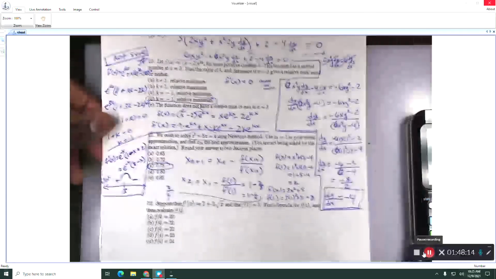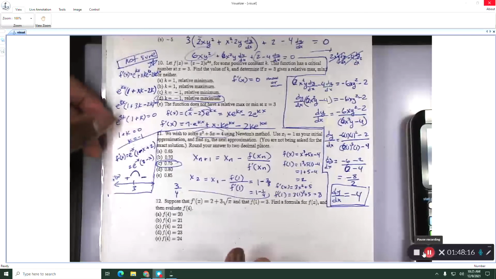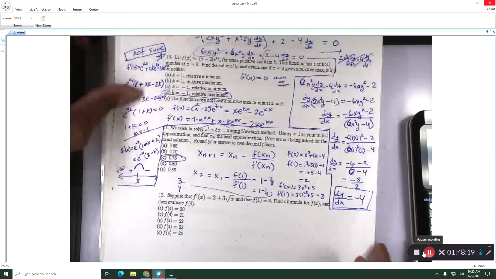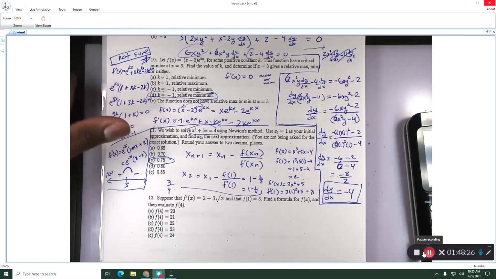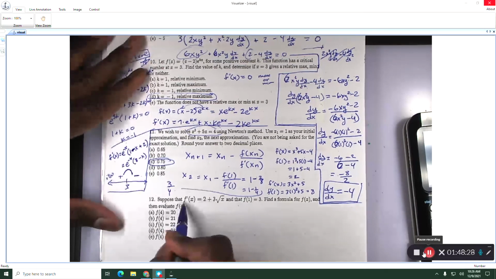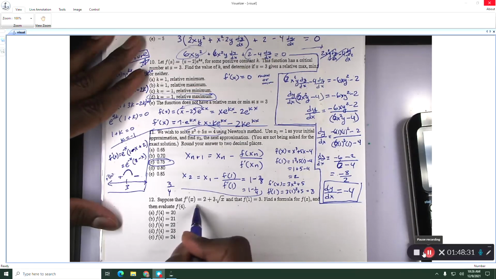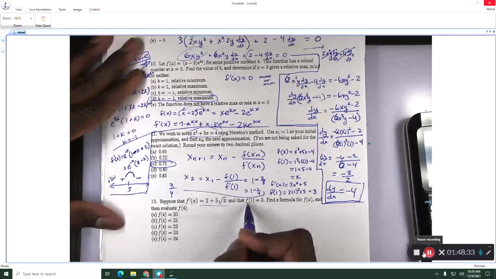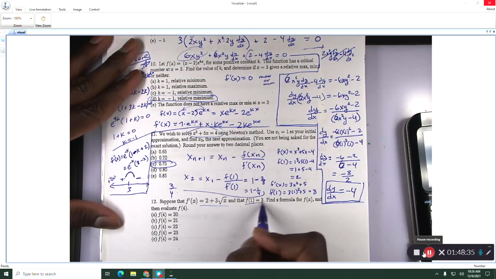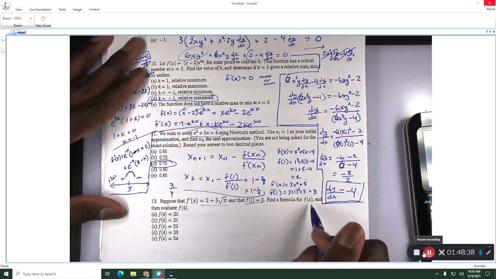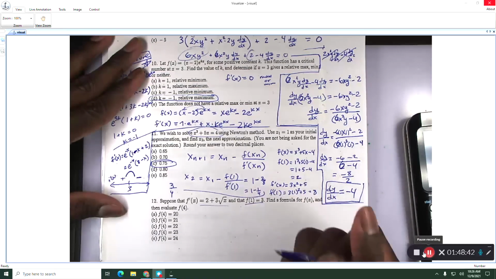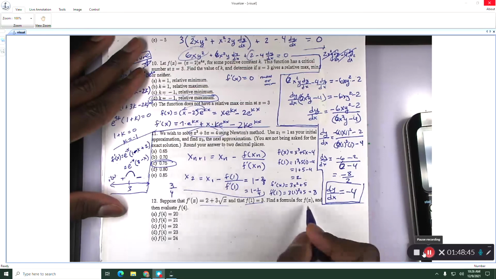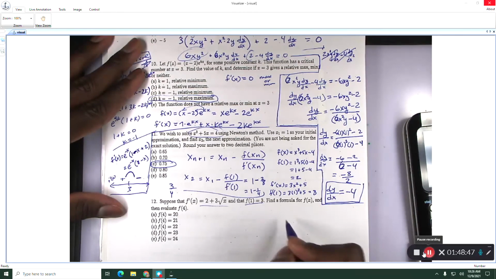Next, this is the last calculator active section problem, and then the short answer problems are surprisingly quicker. For this one here, it says suppose that f'(x) is equal to this, and that f(1) is equal to 3. Find a formula for f(x), and then evaluate f(4).